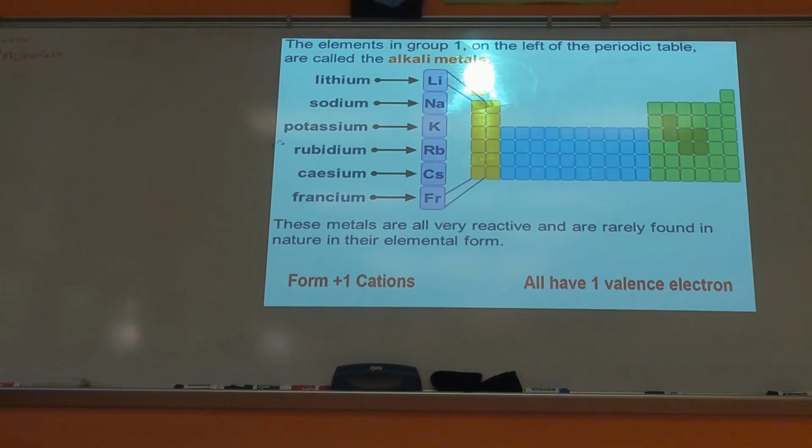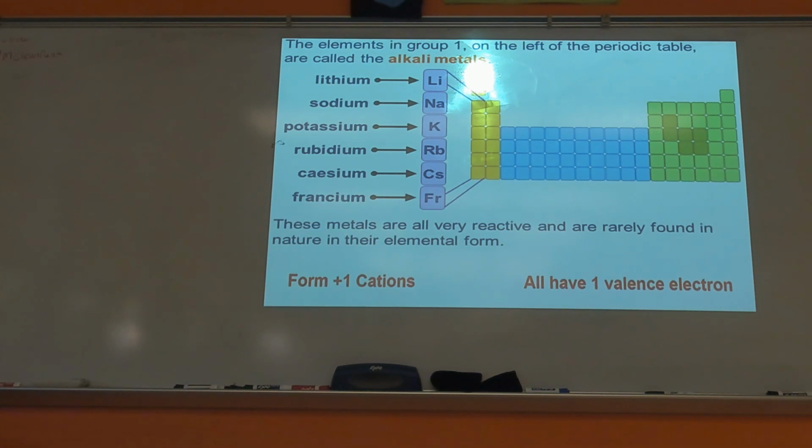Okay. All right, now then, the first group of the periodic table, we call those the alkali metals. So there are your alkali metals. Some things you need to know about them. They are very reactive. So if you want to do a chemical reaction that is extremely reactive, you would want to do that reaction with an alkali metal.